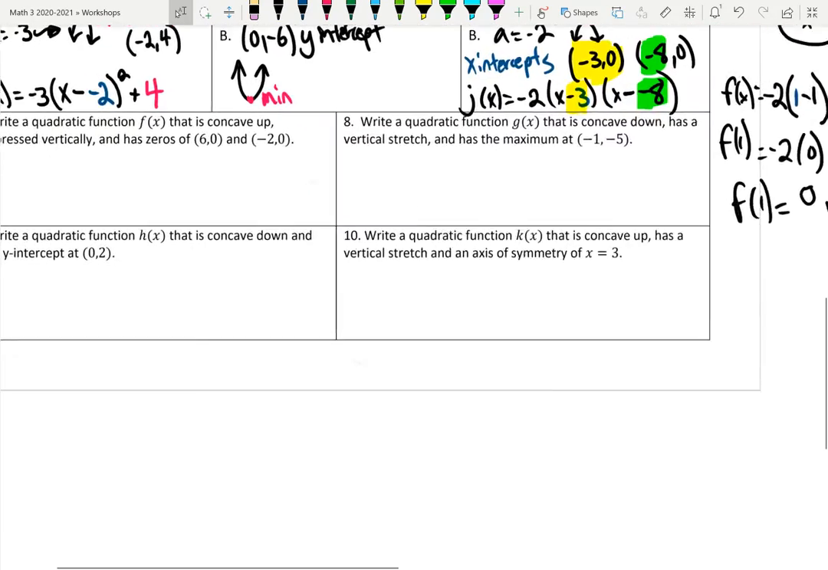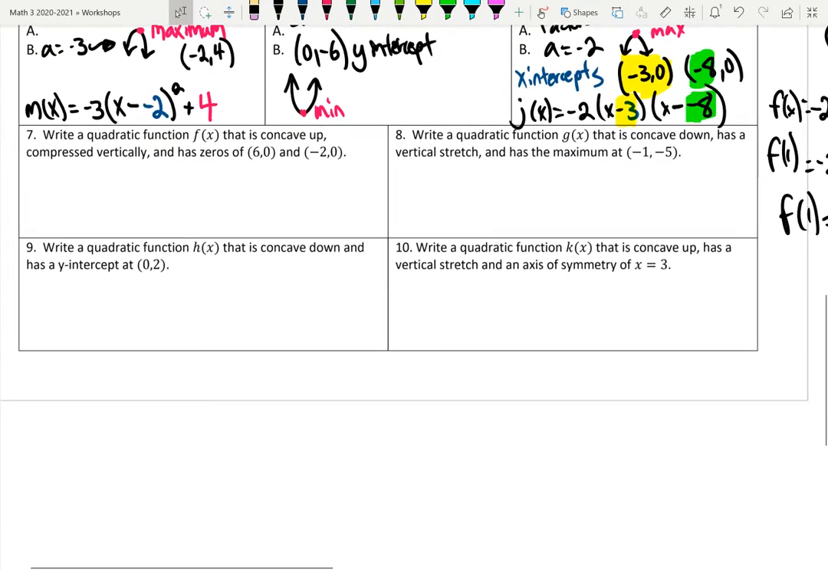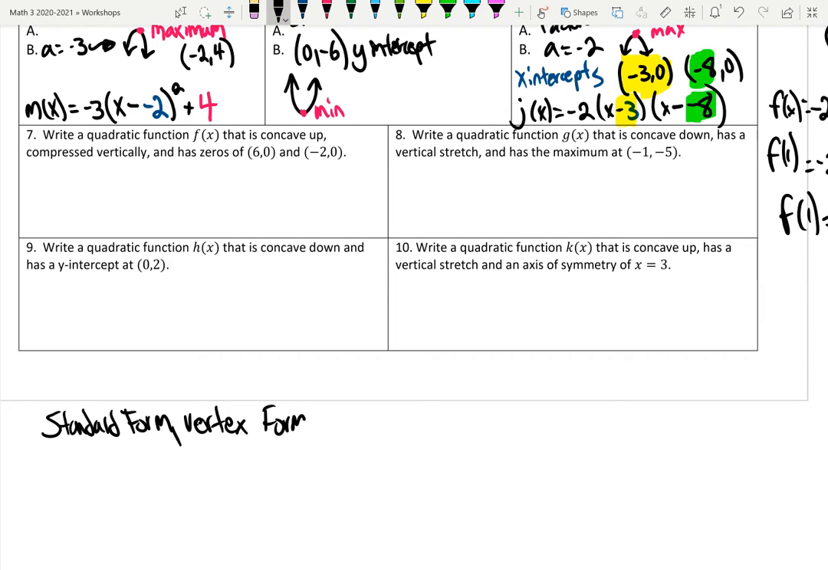So basically the idea with these is we're going to have to look at these and see what kind of form we're going to write. Remember, our options are standard form, vertex form, and factored form. So let's go ahead and look at number 7 and see which one it's going to be.